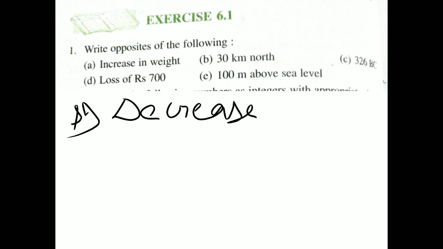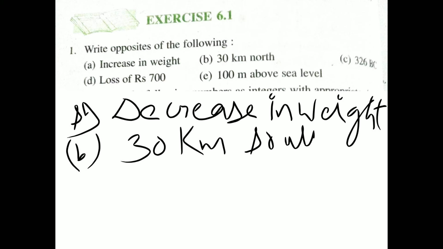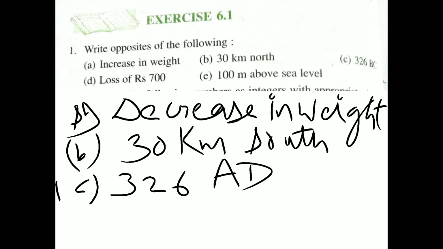Decrease in weight. Clear? Now B part, opposite, you have to write 30 kilometer north. North opposite is south. So B part answer is 30 kilometer south. Only this thing you have to write in the copy, meaning question then answer. C part, it's 326 BC. BC opposite is AD.